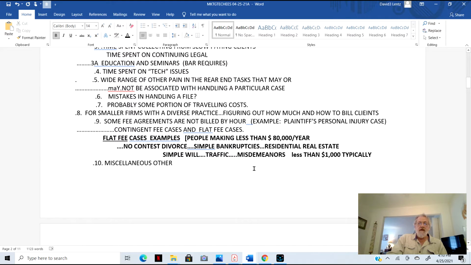And that's where most of America, where John Q. Citizen is, it's in this area, because a person making less than $100,000 can't afford a $20,000, $30,000, or $40,000 legal bill.